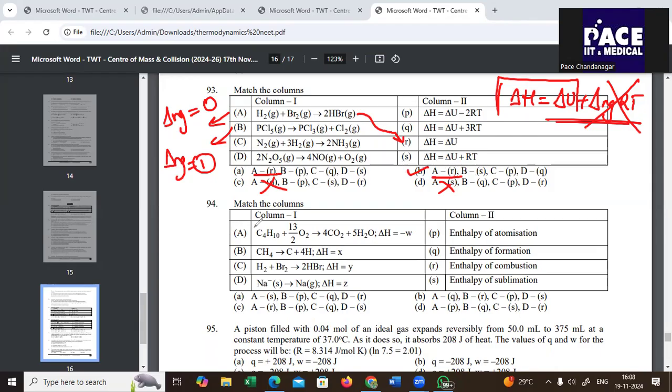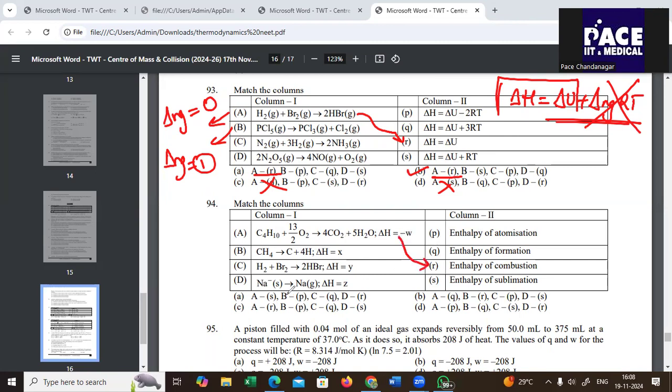All right. Next, moving on to 94. Here, enthalpies of atomization, formation, all these are asked of you, bacha. Please look at this properly. A stands with what? This is combustion, right? C4H10 plus O2 will give you CO2 plus H2O and a lot of energy is released. This is enthalpy of combustion.